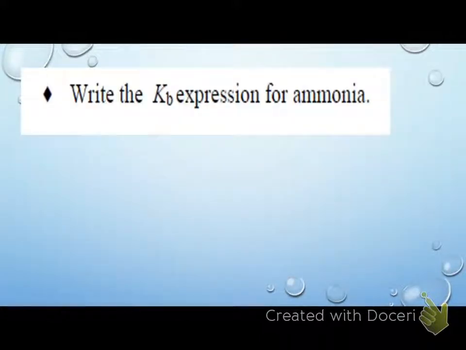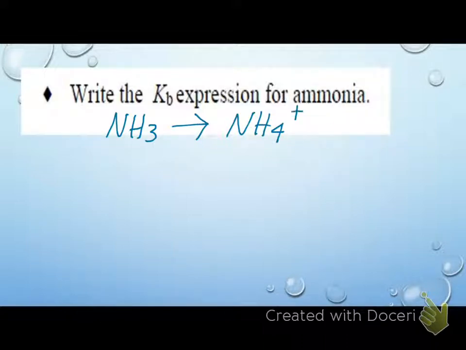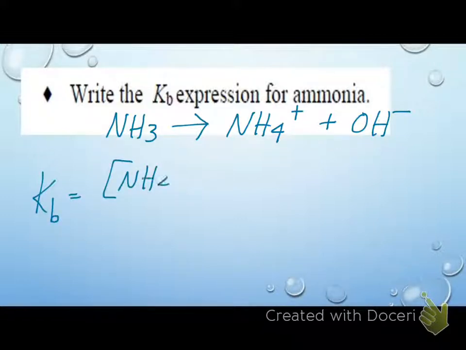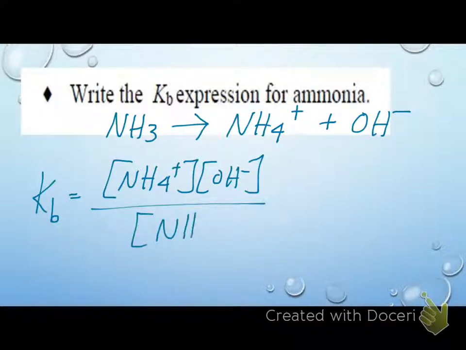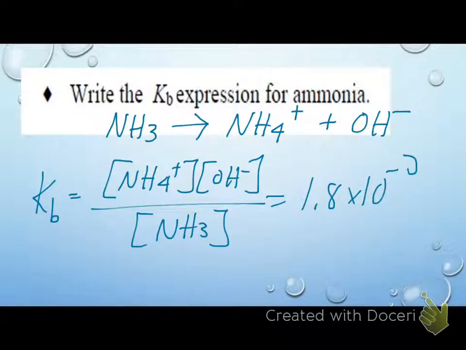All right. So write the Kb expression for ammonia. And luckily, there's only one way to write ammonia. Now, we're leaving out the water, but water is assumed to be there. So it would form what? Ammonium and hydroxide. The water is assumed, so you don't have to go back and try to balance it. So our Kb would be NH4 plus times hydroxide concentration over the NH3, which is equal to 1.8 times 10 to the negative 5.